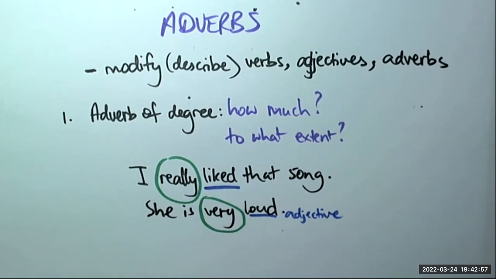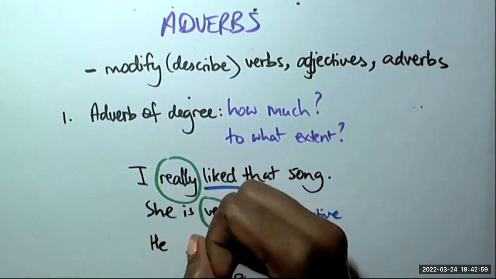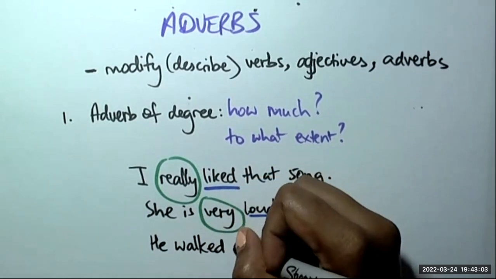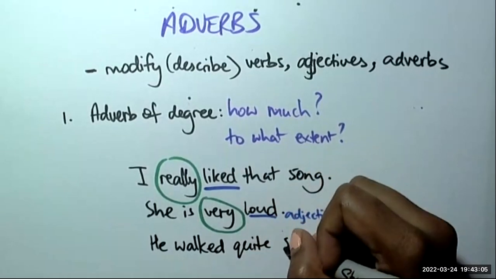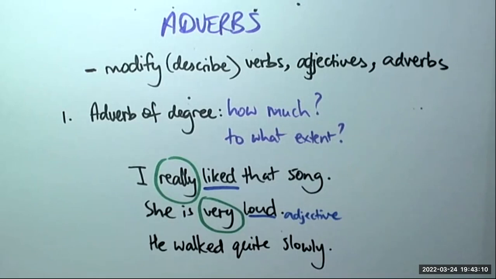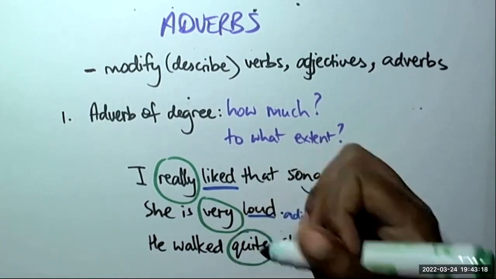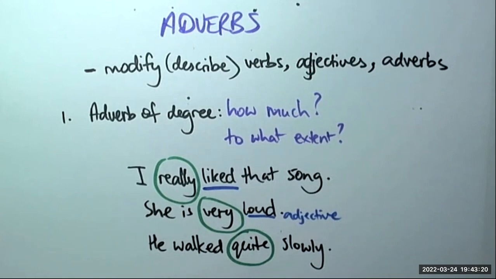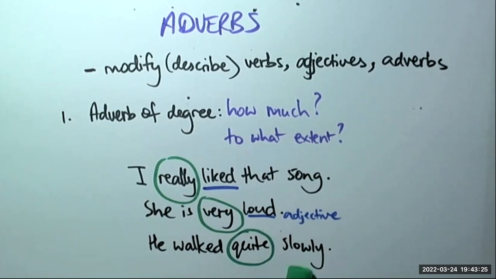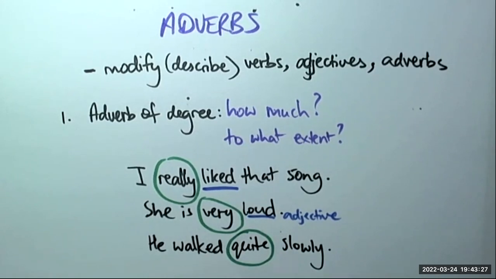And we're going to do another one. I want you to tell me what the adverb of degree in this sentence is. He walked quite slowly. What's the adverb of degree? Quite. Right. So quite is giving us more information about slowly. So to what extent did he walk slowly? Quite. And what part of speech is slowly?